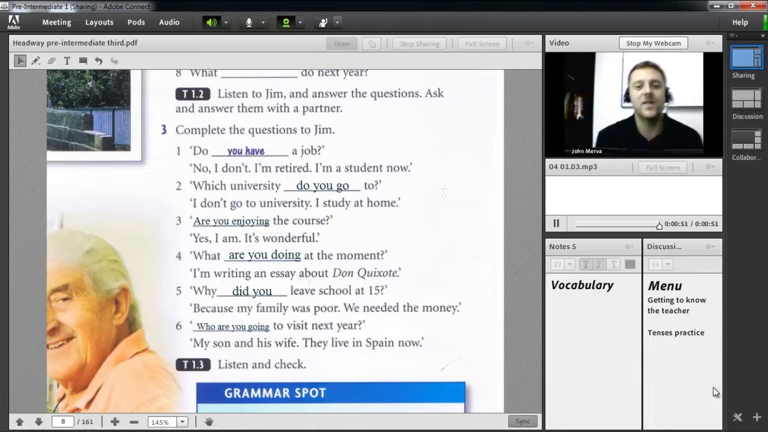Okay, so if we look at the answers together, like we said, number 2, which university do you go to? Number 3, present continuous, are you enjoying the course? And number 4, what are you doing at the moment? Number 5, why did, past simple, past tense, why did you leave school at 15? And number 6, our future tense again. Who are you going to visit next year?